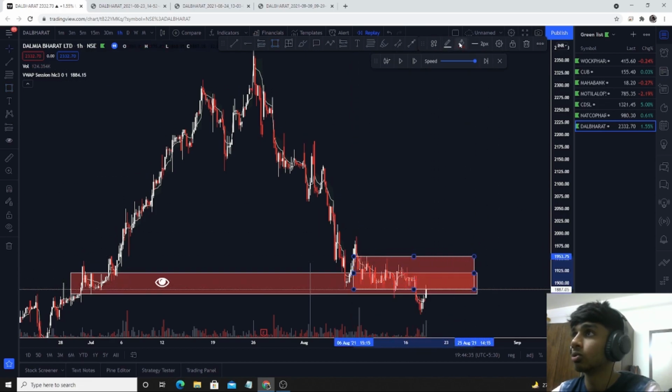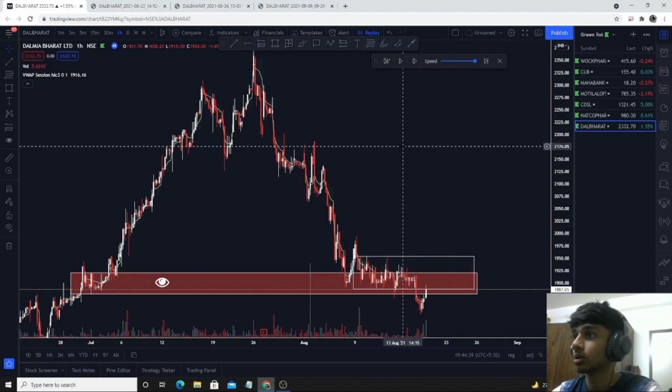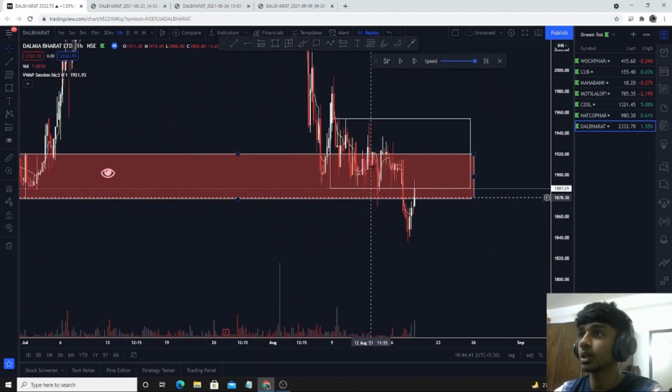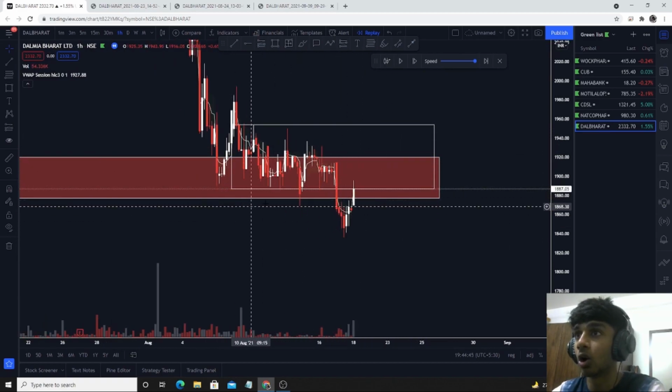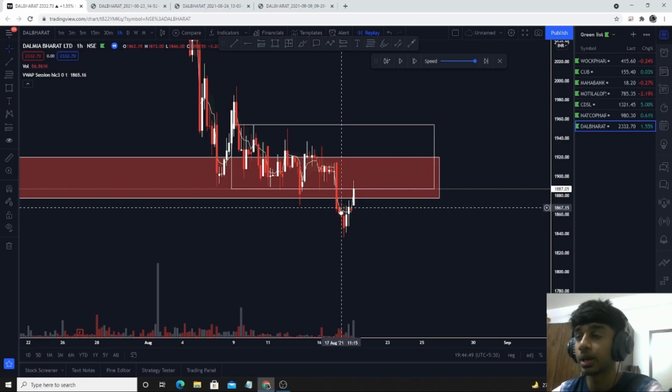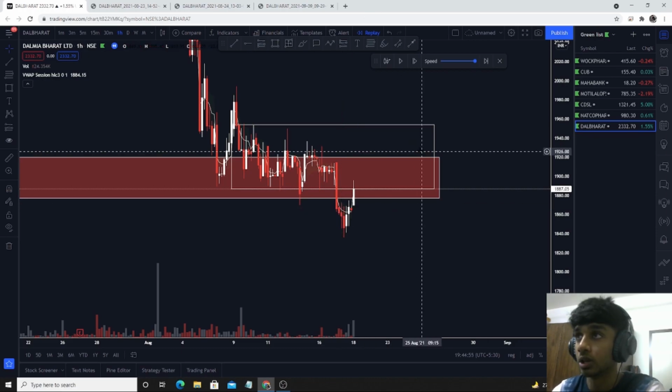Let me remove the red color so it's easier for you to notice. So this is the trading range. I see that it made a new low, taking all the lows, and basically this is called a liquidity trap, and liquidity is a completely different topic which I will try making a new video on.